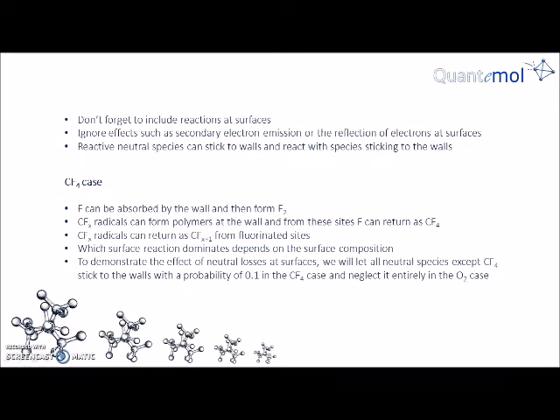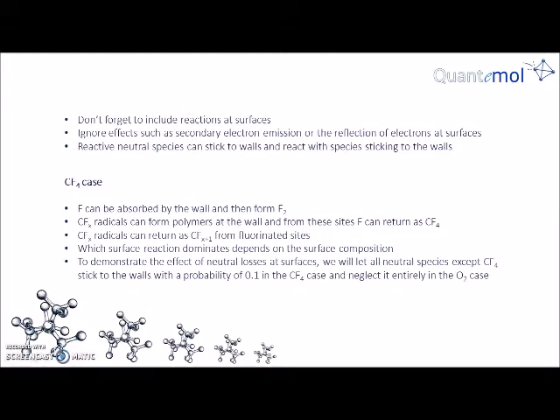The CFx radicals themselves can return as CFx+1 from fluorinated sites, but will simply stick to the polymerized sites. So which surface reaction dominates depends on the surface composition, which can also be different on different wall materials. This can be modeled by a surface site model, which is however beyond the scope of this tutorial.